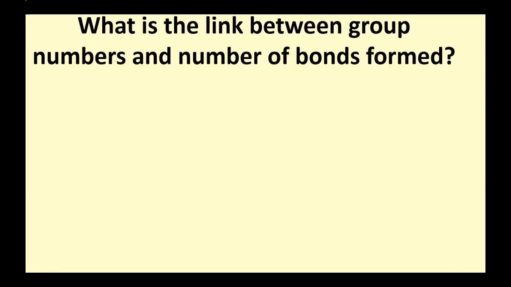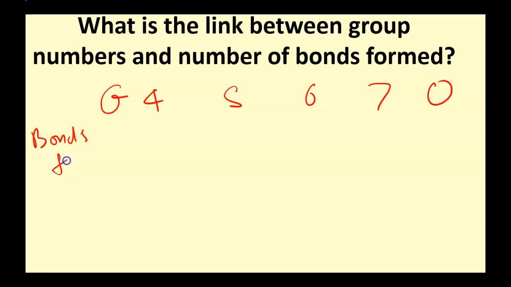What is the link between group number and number of bonds formed? If we think about it, we could do groups 4, 5, 6, 7, and 0. These are the groups which contain non-metals. And we could do number of bonds formed. Group 4 forms 4 bonds. So for example, carbon could form 4 single bonds, or it could form maybe a triple bond and a single bond, or it could form, say, 2 double bonds like so.